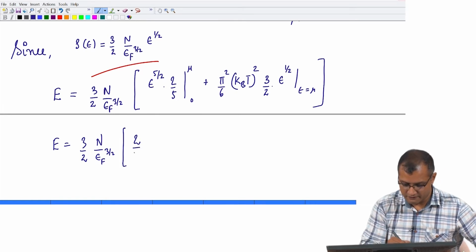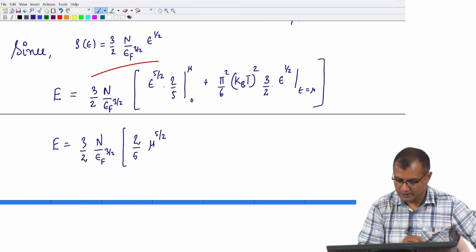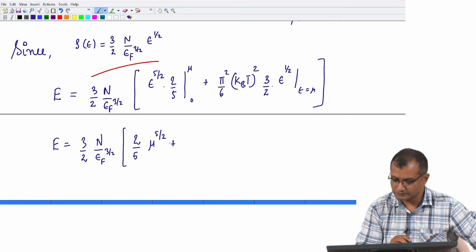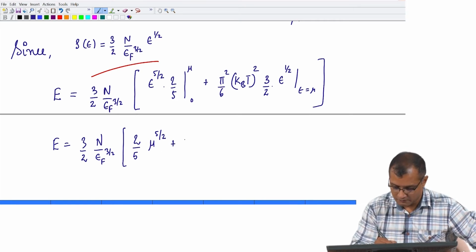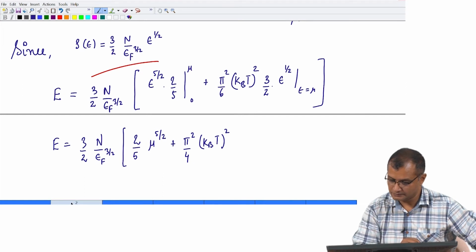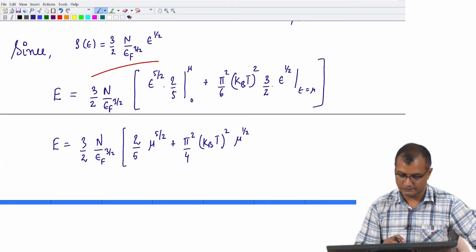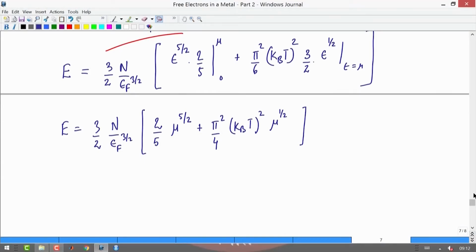So, I can write it as 2 by 5 mu to the power 5 by 2 plus pi square by 4 (kBT) the whole square into mu to the power half. Okay. Right. So, what you are now looking at is an expression of the internal energy of the Fermi gas as a function of temperature.